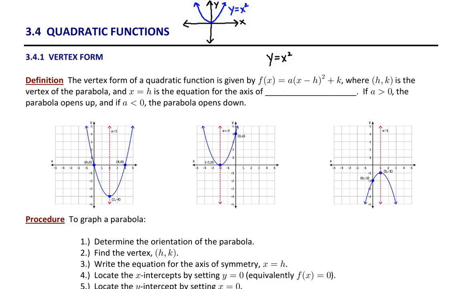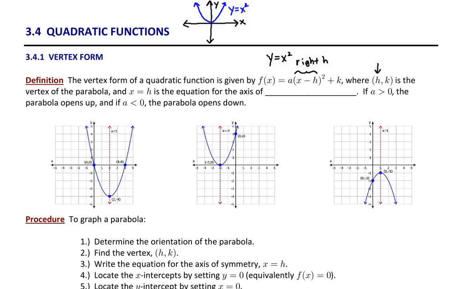So what I can see in this vertex form is that we have a horizontal transformation of h units. Remember, when you add or subtract a constant to the argument of the function, it's a horizontal transformation. Because we're subtracting the constant h here, this means that it's going to move our parent function to the right by h units.